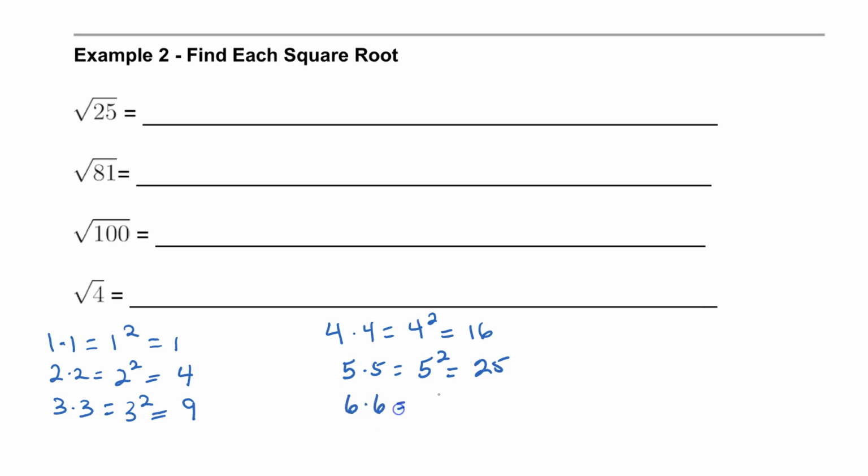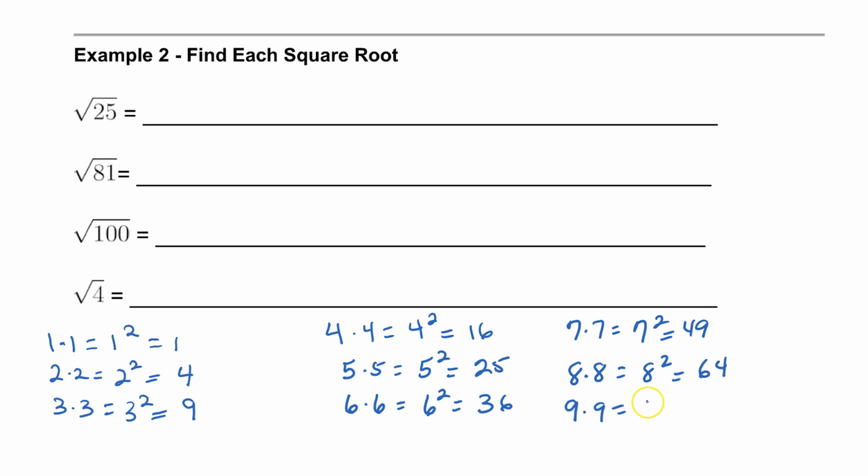6 times 6 is 6 squared, which gives you 36. 7 times 7 is 7 squared, which is 49. We have 8 times 8, which is 8 squared, which is 64. And we have 9 times 9, which is 9 squared, which is 81. And we also have 10 times 10, which is 10 squared, which gives you 100.